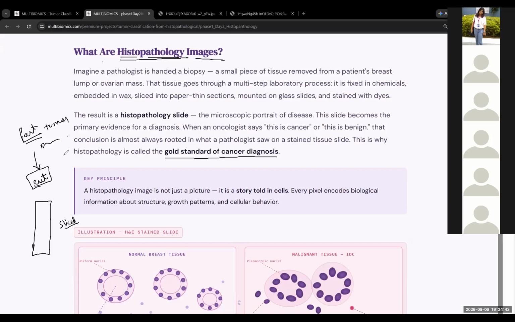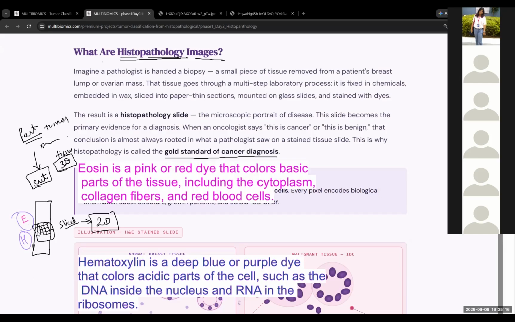Tissue is a 3D structure, and we are slicing it into a 2D structure, then we will be fixing it. Then we'll be embedding it, using some wax to fix it here, and then we will use staining. We will use eosin stain and hematoxylin stain. Understood? So these two stains. Eosin will color everything pink, and hematoxylin will color everything purple or blue.